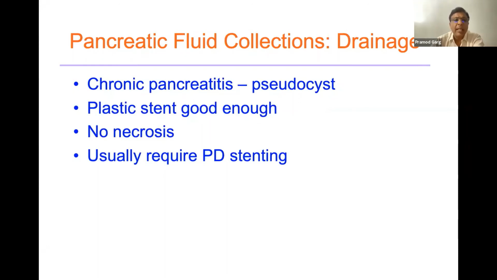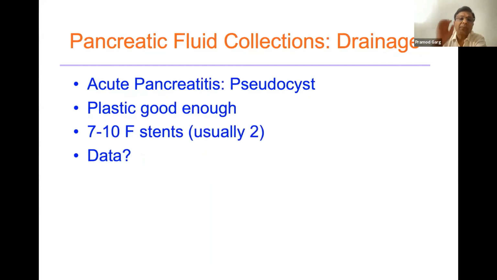very good stent. So in chronic pancreatitis with pseudocyst, plastic stent should be put in. There's no reason to put a metal stent because there is hardly any necrosis there. Most of these patients would require a transpapillary PD stenting because the cause of a pseudocyst is leakage and stricture in the pancreatic duct. That is why these patients require pancreatic endoscopic therapy. In acute pancreatitis pseudocyst, again, plastic stents are good enough. You can place 7 to 10, usually two French stents.